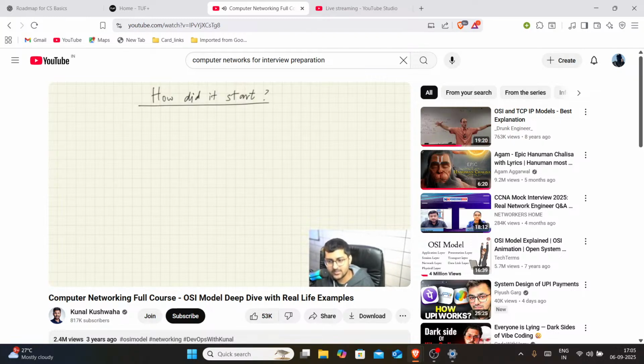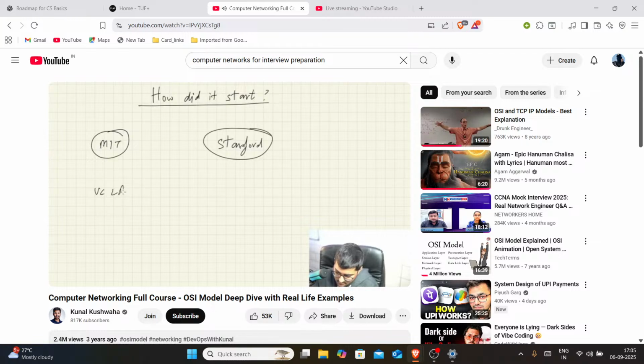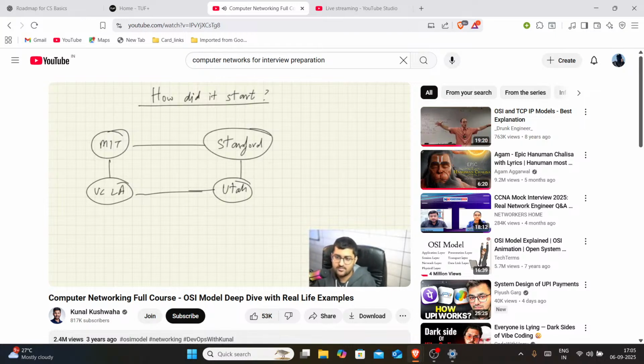ARPANET basically had four places where these computers were. First was at MIT. Second was at Stanford. Third was, I believe, UCLA. And there was one more, the University of Utah. They were connected to each other. So now they could communicate with one another. If they wanted to send files, whatever they wanted to do, they could do it.